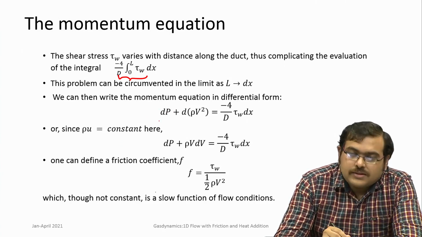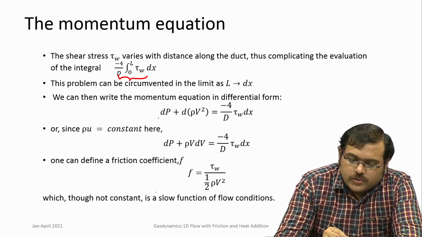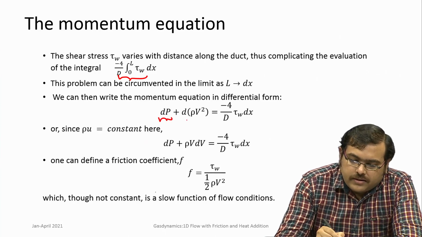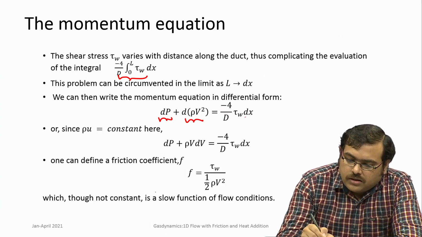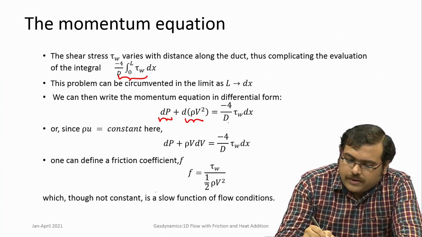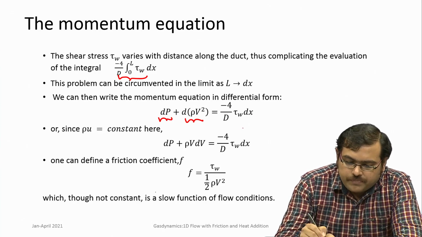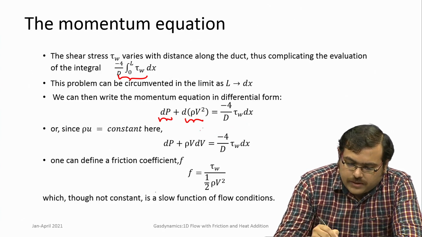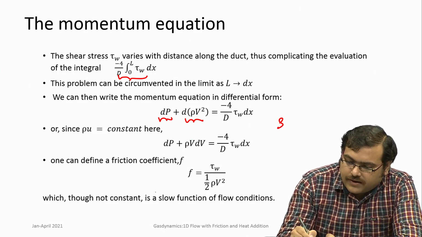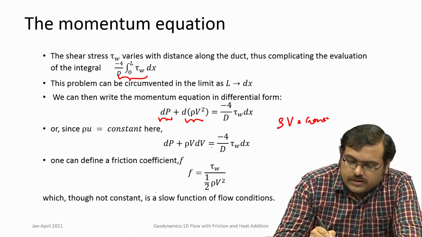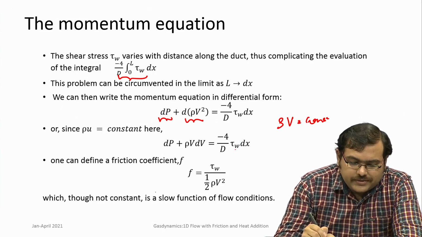On the left hand side you have dp plus d(rho v square) is equal to now this term, 4 by d tau dx. Now, rho v square can be differentiated, also considering the fact that rho v is a constant. So, dp plus rho v dv is equal to 4 by d tau, the shear stress, dx.